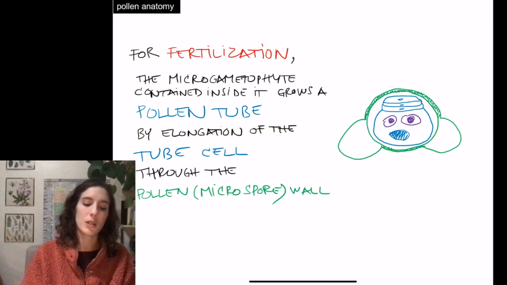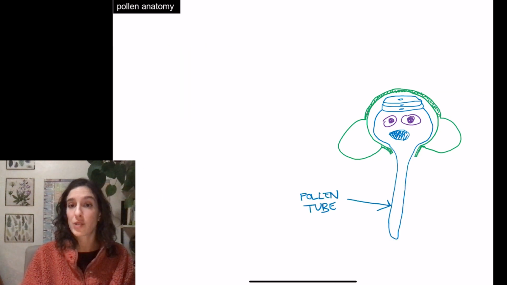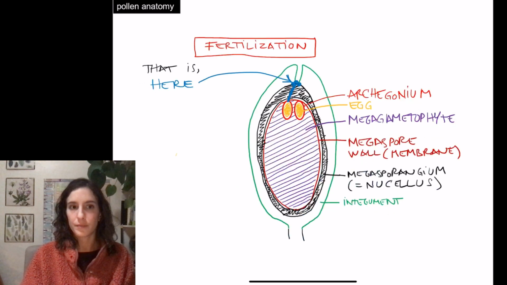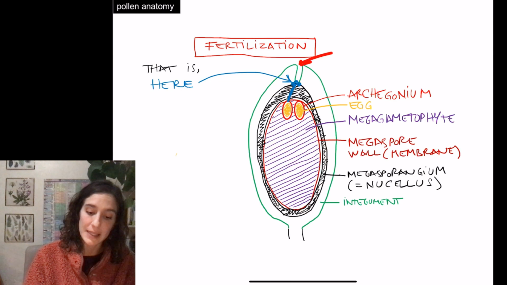So for fertilization, the microgametophyte contained inside grows a pollen tube by elongation of the tube cell through the microspore wall. So now it will bust through that microspore wall. The pollen tube will grow and germinate. Remember, this is all happening literally while this pollen grain is sitting in the micropyle. In other words, right here. Remember the micropyle, sort of that little opening in the integuments.